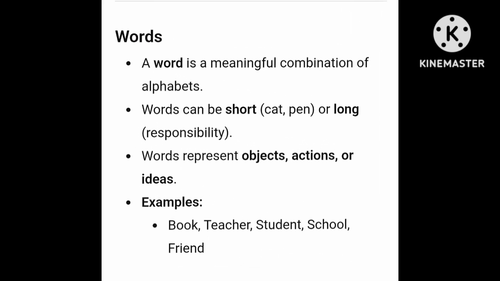A word is a meaningful combination of alphabets. Words can be short, cat, pen, or long, responsibility. Words represent objects, actions, or ideas. Examples: book, teacher, student, school, friend.